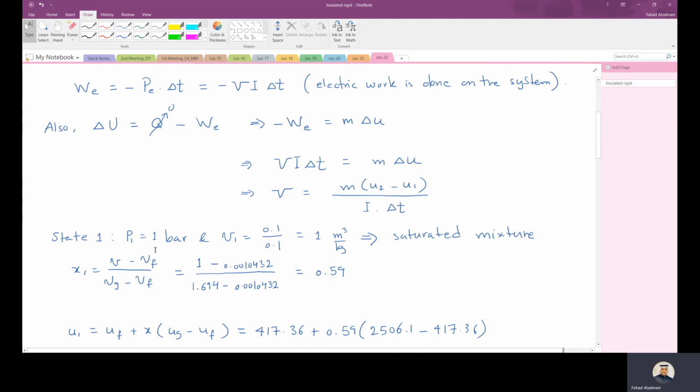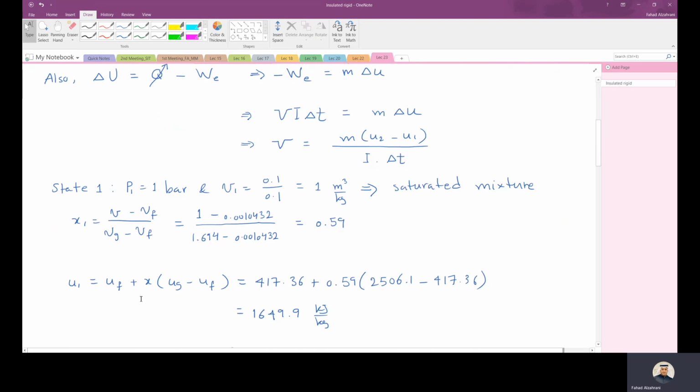If you check the table, ya shabab, table A3 I believe, you will find this is a saturated mixture. So you can find the quality from the saturated mixture using the volume and the saturated liquid and saturated vapor specific volume, and we get the quality as 0.59. Then we can evaluate the internal energy using this equation, U equal UF plus X (UG minus UF). You do this at the 1 bar pressure.